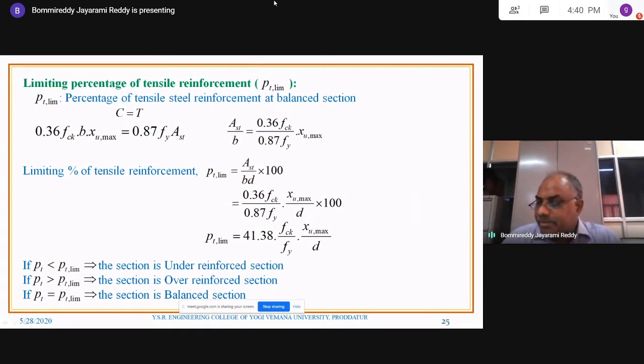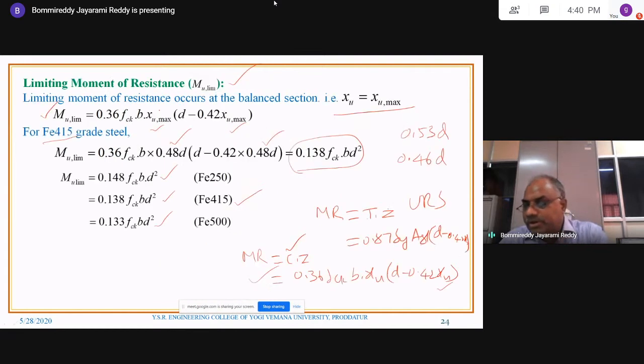Then limiting percentage of reinforcement. So why limiting all? Limiting depth of the neutral axis corresponds to the balanced section. For the balanced section, we computed the moment of resistance in the previous section. What is the moment of resistance for balanced section? These are the values for the moment of resistance for the balanced section.